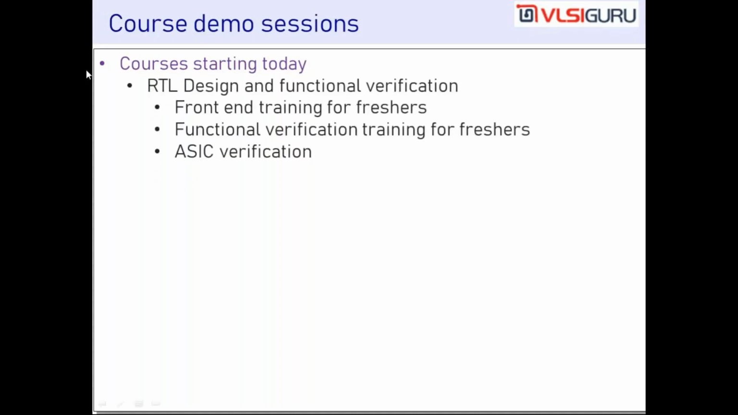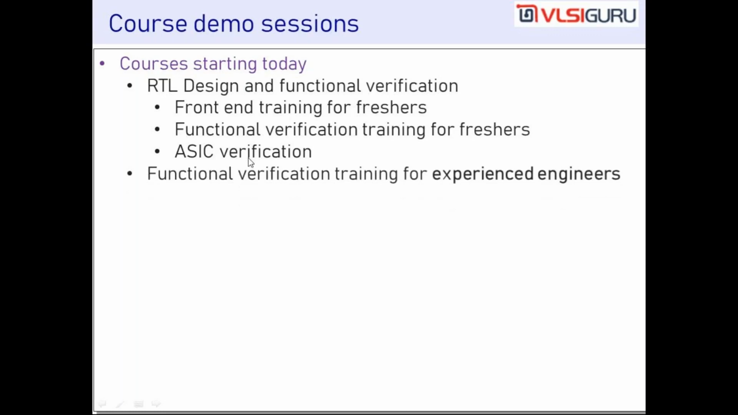Today's demo session is for multiple courses. So what all courses is it covering? It is covering RTL design and functional verification. Whether you call it RTL design and functional verification, front-end training for freshers, functional verification training for freshers, or ASIC verification, all four terms are the same. Sometimes people say I want functional verification training, sometimes they say I need RTL design and verification. Both are referring to the same course.